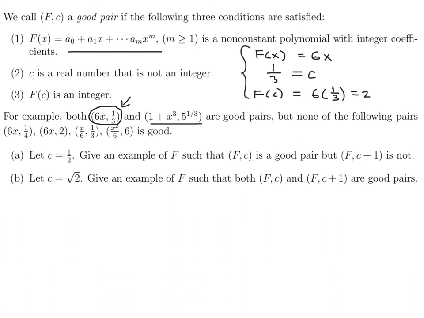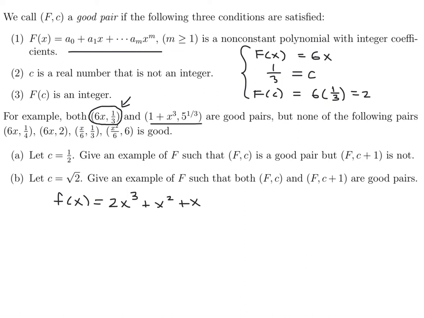So now they're saying c is a half. We've got to figure out some function. I'm sure there's several, but there's one that I can give you: f at x equals 2x to the power of 3 plus x squared plus x. That would fulfill the three criteria.